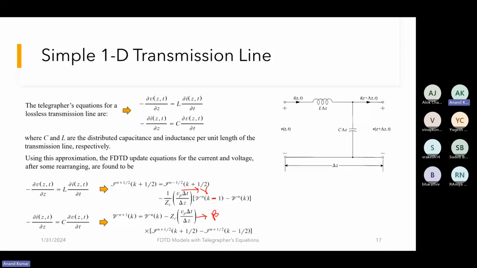You can see once we have discretized I into the present and the past terms, and then rearranging, we get the latest term of I in terms of the past value of the I at the same node and the past values of voltages at the neighboring nodes. Similarly, once we have discretized voltage over here, we get the latest value of voltage in terms of the past value of voltage at the same node, and current at the neighboring nodes from the past values. So these are the discretized telegraphers equations as shown in the paper.